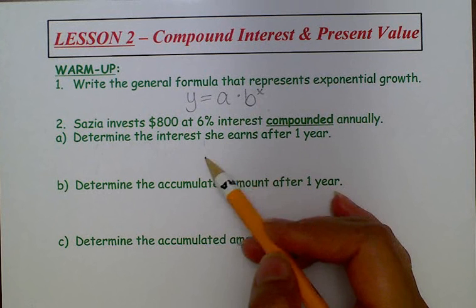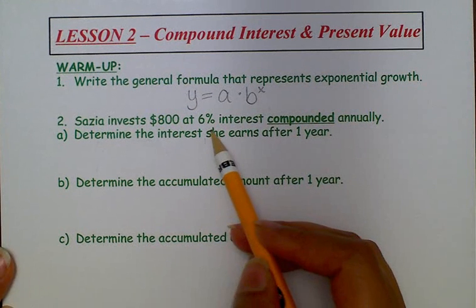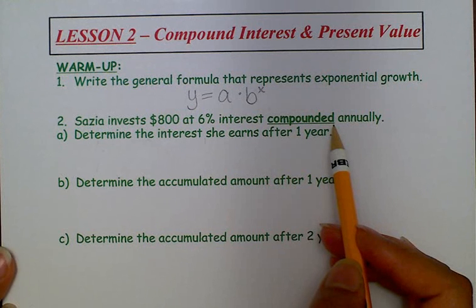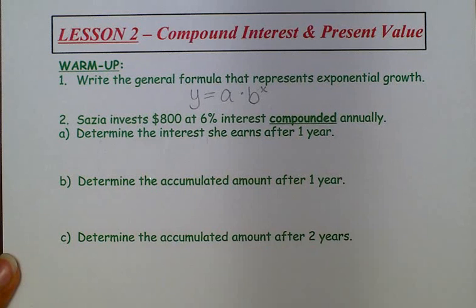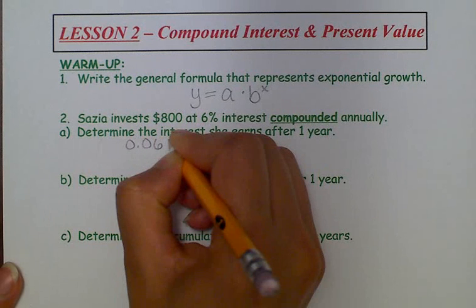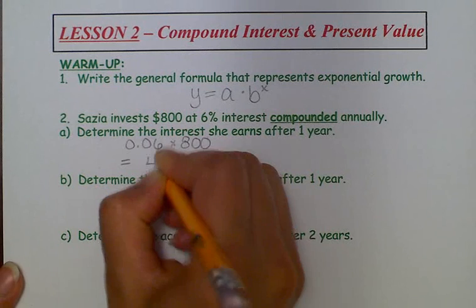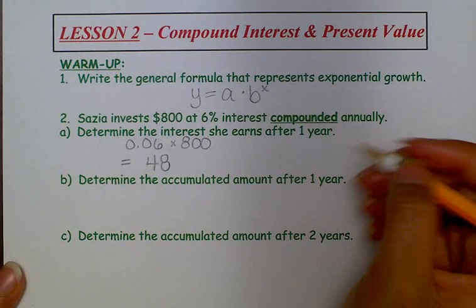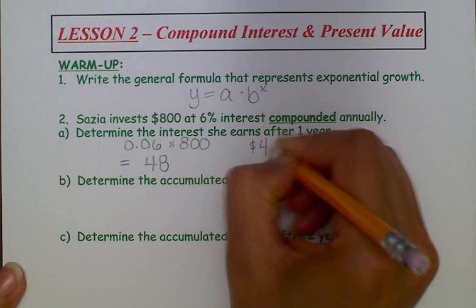Okay, so looking at question number 2, it says Sazia invests $800 at 6% interest compounded annually, and determine the interest she earns after 1 year. So she's earning 6% interest. It's compounded annually, so she's going to earn the interest once in a year. So if I find 6% of $800, 6% as a decimal would be 0.06. And if I try to find 6% of 800, I get $48. So the amount of interest she earns in 1 year is $48.